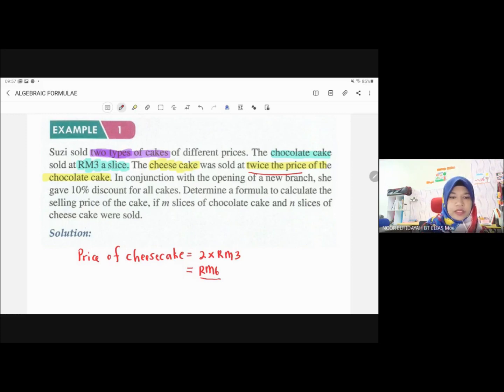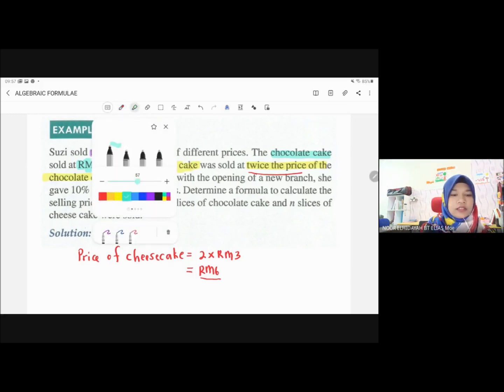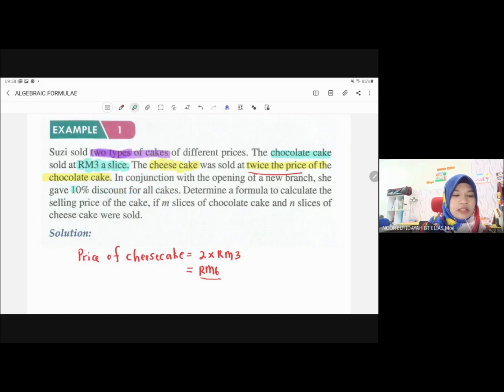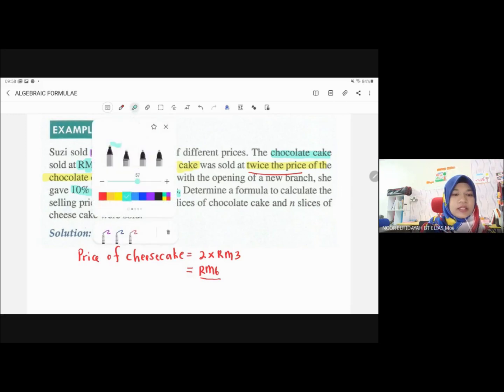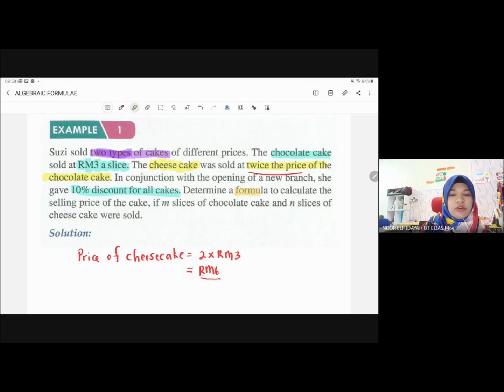In conjunction with the opening of a new branch, she gave 10%. Another information here is 10% discounts for all cakes. Determine the formula to calculate the selling price of the cake. Sekarang ni soalan nak apa? Soalan nak awak determine the formula to calculate the selling price of the cake. Berapa banyak yang dia jual? Dia jual n slice of chocolate cake, n slice of cheesecake was sold.